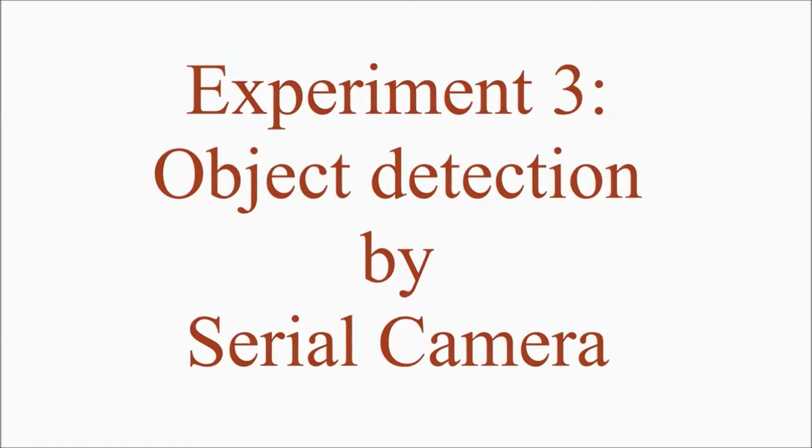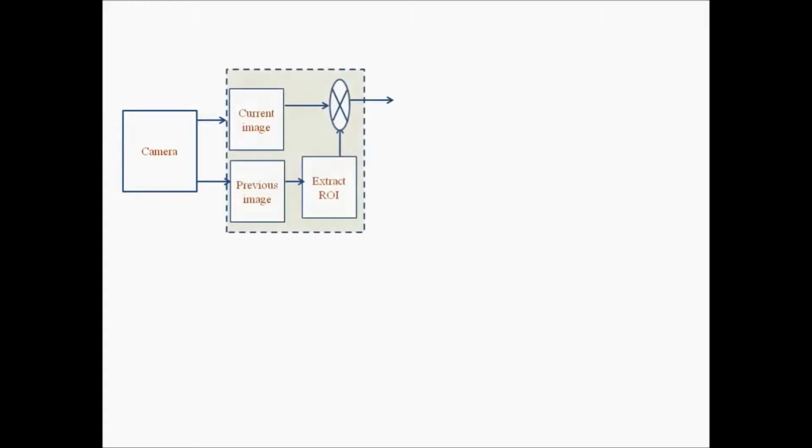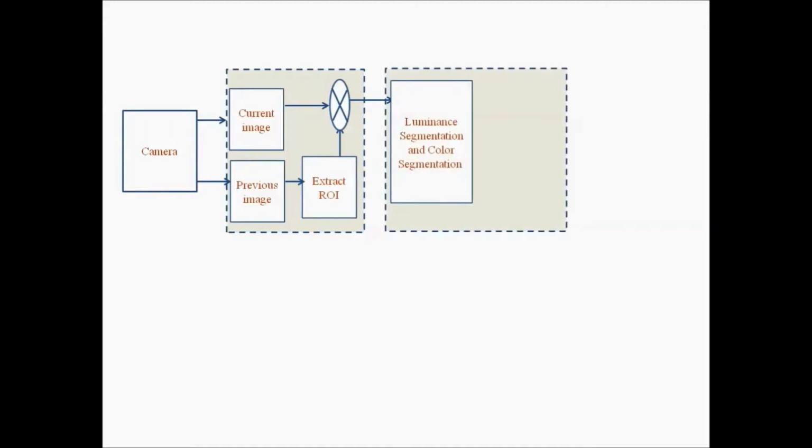Here is the object detection flow. First, eliminate the effect of ego motion of the camera and extract a region of interest. 2 images of the same scene are linked, previous image and current image, so the effect of ego motion can be eliminated. Then, detect foreground object and perform video segmentation.